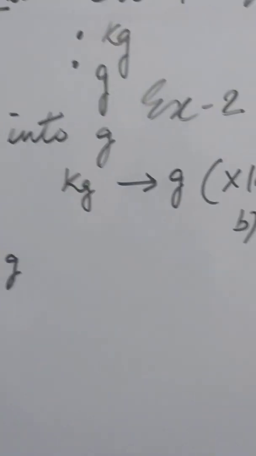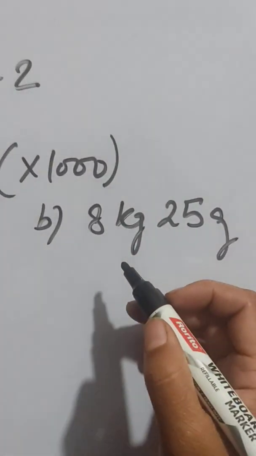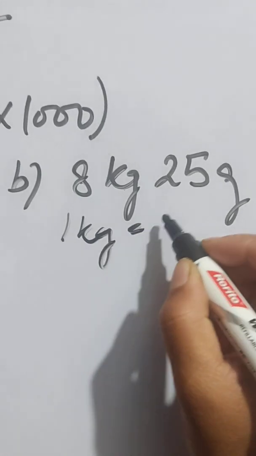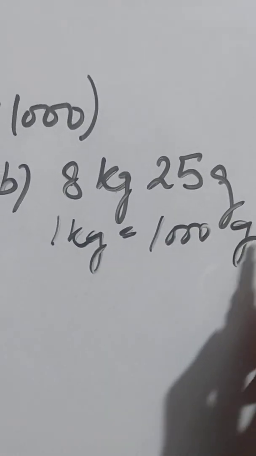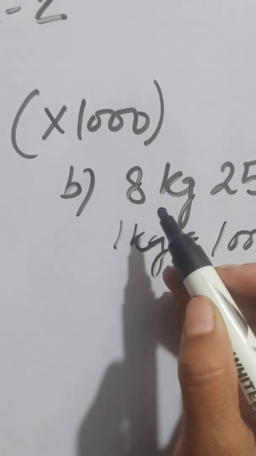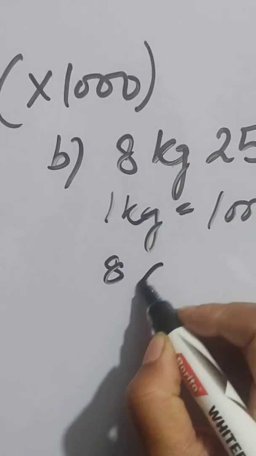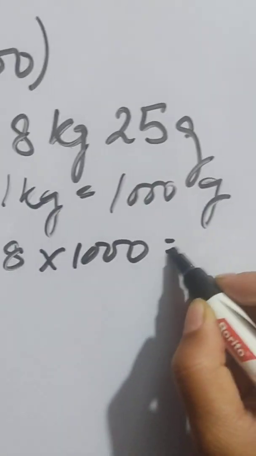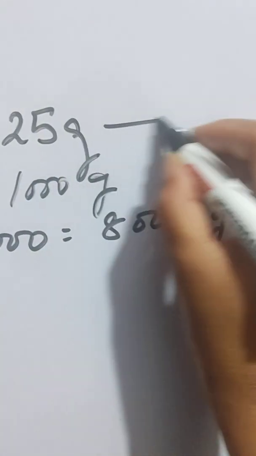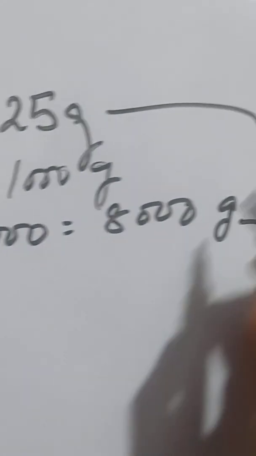Got it? Now go for the B part. That is 8 kg 25 gram. Again write down the relationship. Then this is already in gram and this is in kg. So we are going to convert this kg. 8 multiplied by 1000 gives you 8000 gram. This is in gram and this is in gram. We are going to add these two.